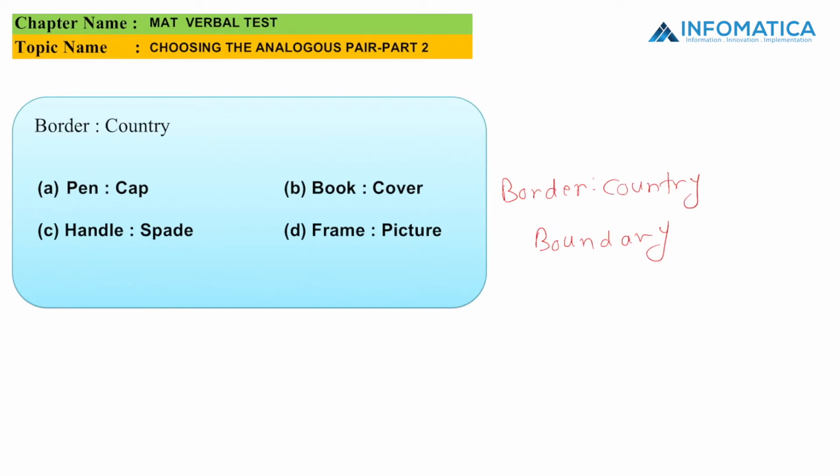Students, if we see option D, which is frame is related to picture. So the picture is surrounded on all the sides by a frame or a boundary. So is it satisfying the relation? I can definitely say that option D, which is frame is related to picture, definitely satisfies the relation. Hence, option D is the right answer.